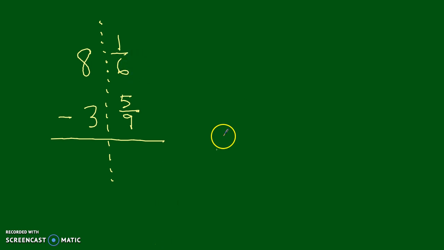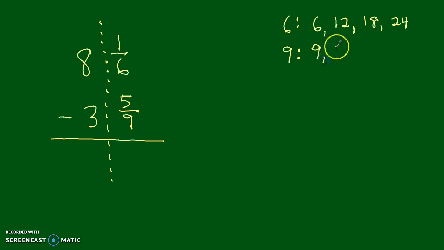So for this one, I'm going to go with the multiples of 6 and 9, so that I get a number that's a little bit more manageable to work with. The multiples of 6 are 6, 12, 18, 24. And then I'm going to come down here and start with 9. We've got 9, 18. As you can see, 18 is the least common multiple, so we can use that as our common denominator for this problem.